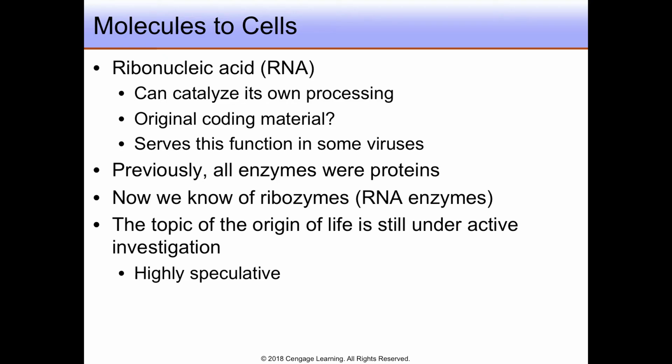We refer to proteins as enzymes, and for some time only protein enzymes were known. Scientists have since discovered that there are catalytic RNA molecules, RNA enzymes or ribozymes, which we will consider later. This has led some to speculate that RNA may have served as the original coding material in the early Earth. We know that it does indeed serve this function in the case of some viruses. However, it's important to keep in mind that the subject of the origin of life on Earth is still under active investigation and highly speculative.